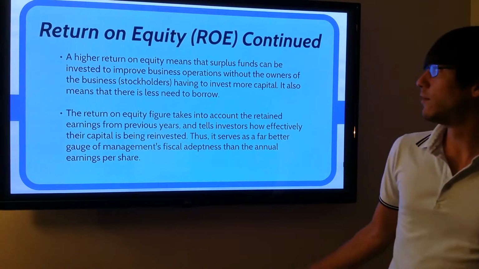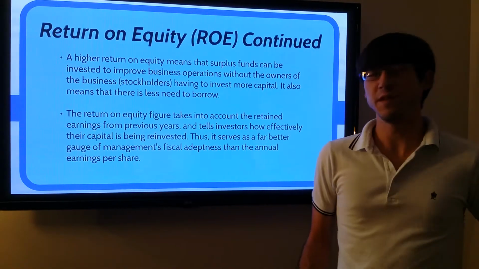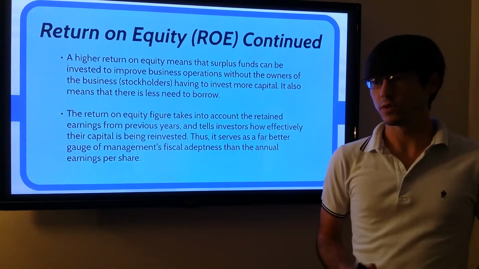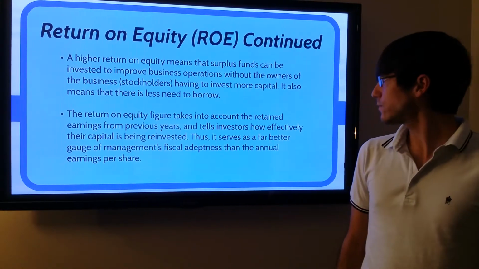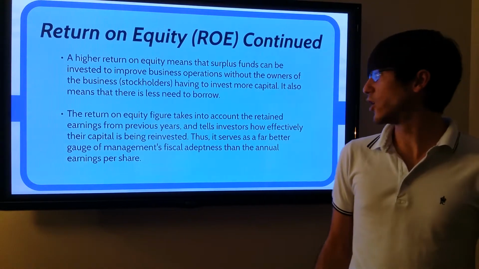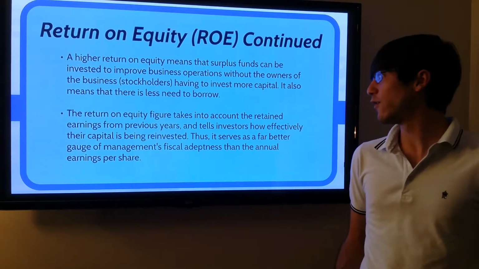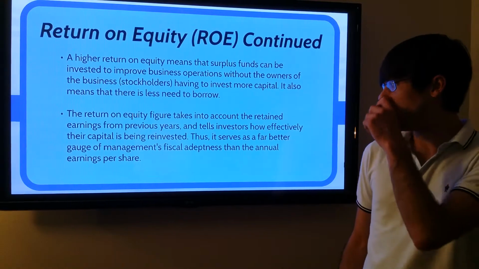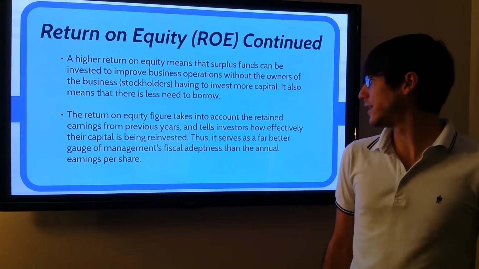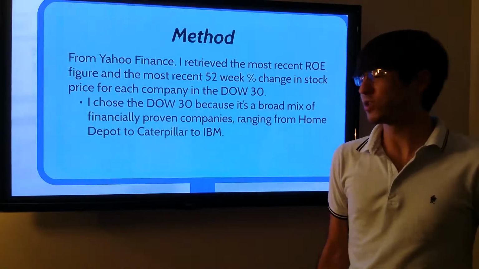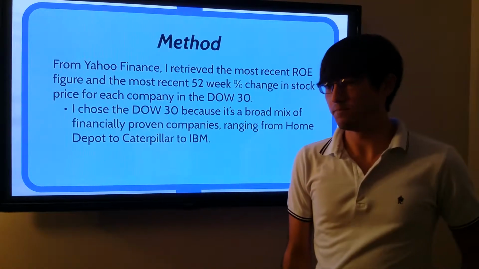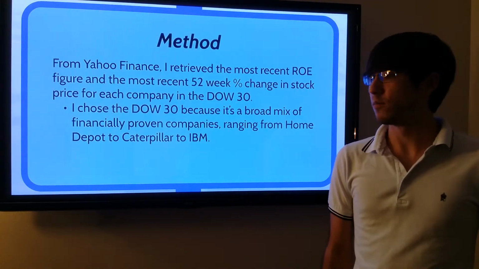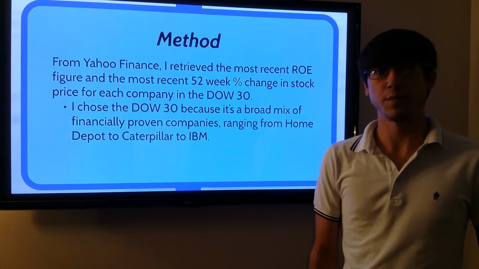Return on equity continued. Basically, a higher ROE means that surplus funds can be invested to improve business operations without the stockholders having to put in more money. Also, it takes into account the retained earnings from previous years, and it tells investors how effectively the capital is being reinvested. So this is why it serves as a better gauge of management's adaptiveness than the annual earnings per share, which can also be a good indicator of the financial strength of a company, but I chose to go with ROE primarily because it's one of the things that Warren Buffett promotes a lot.